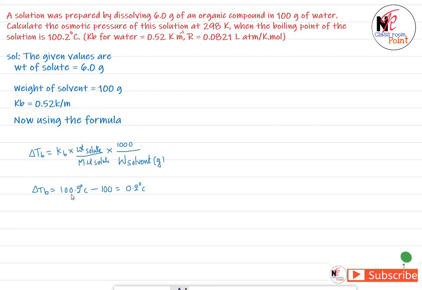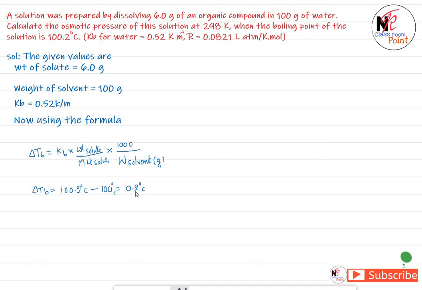The solution boiling point given here is 100.2 degrees centigrade, and the solvent is water. Water boils at 100 degrees centigrade. So I have taken this 100 degrees centigrade, and finally we got 0.2 degrees centigrade as the elevation in the boiling point, that is the delta Tb value.